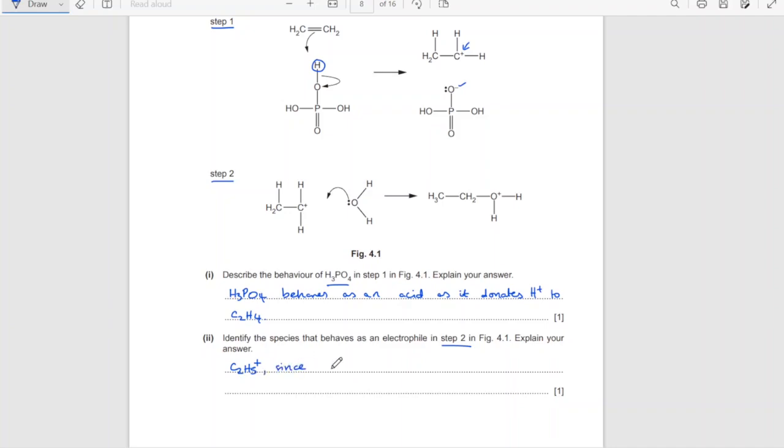since it gains an electron pair from the O atom in H2O. And we know that electrophiles gain electron pairs because they are quite literally electron lovers, right? They are attracted to lone pairs of electrons because they themselves are electron deficient. All right.